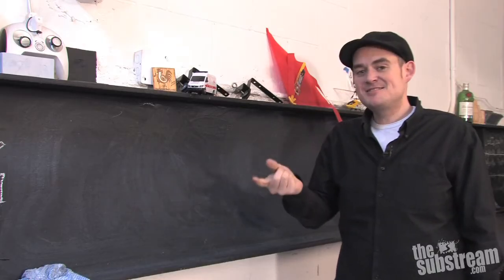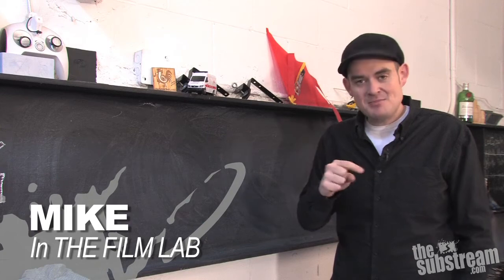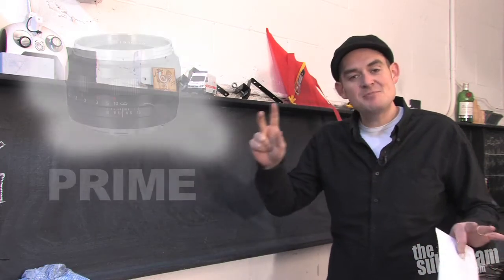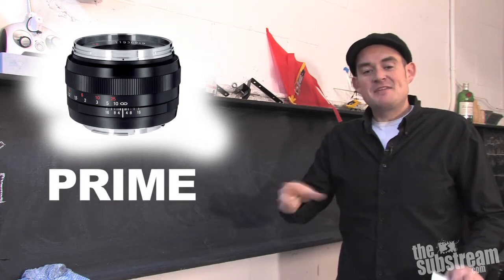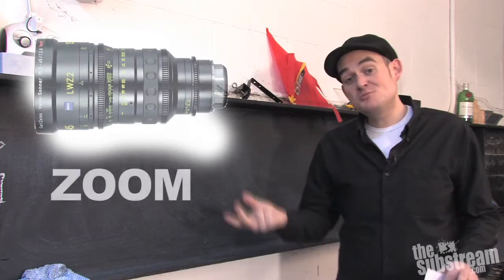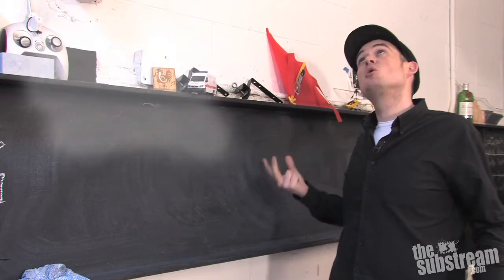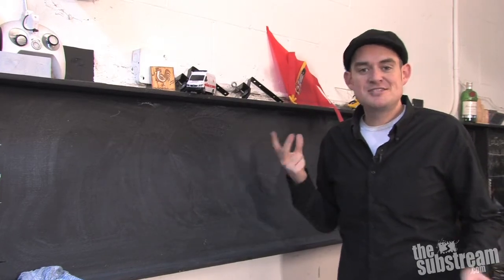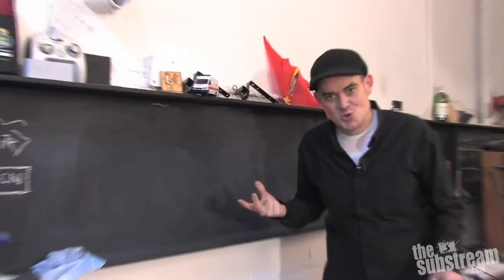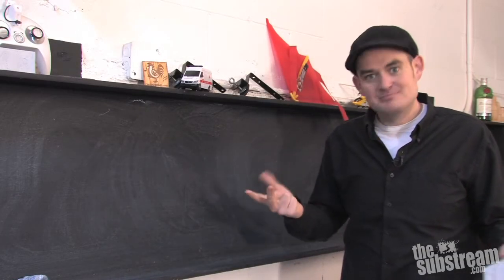I'm kind of excited to talk about what I have to talk about today, which is the difference between prime lenses and zoom lenses. Just to get the foundation down, prime lenses are lenses that have a fixed focal length, like a 50mm prime lens, as opposed to a zoom lens, which has a variable focal length, like, for example, a 70 to 210mm zoom lens.